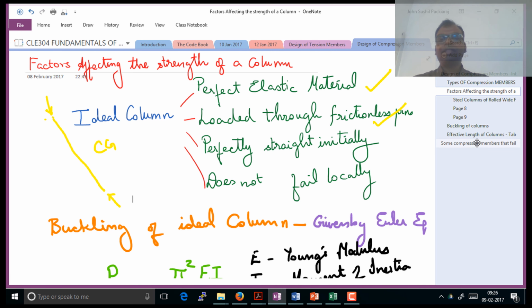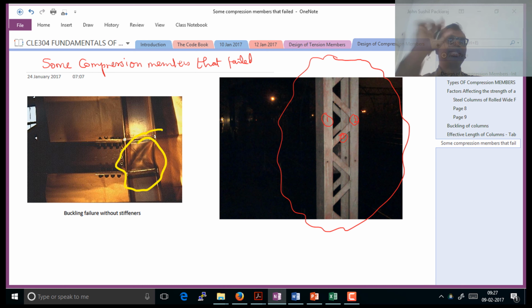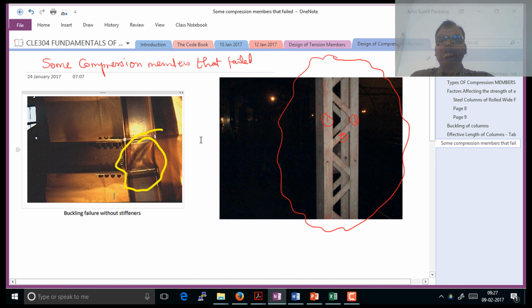Again, you will also have something where it says it does not fail locally. An ideal column is expected not to fail locally. For example, look at this column. It has failed only in this region, locally in this region. So you don't expect a column to fail in any one of the portions locally.